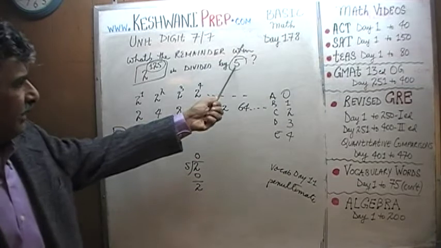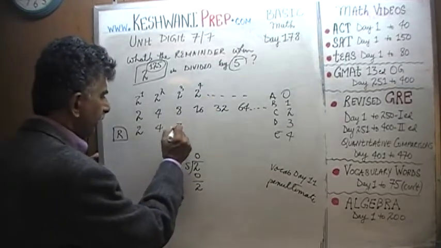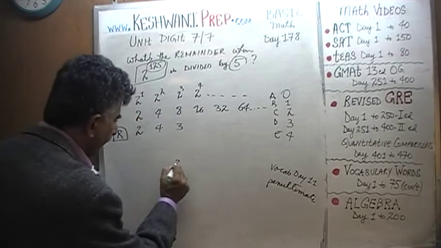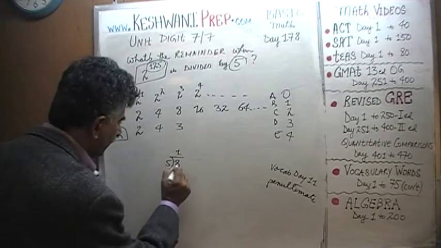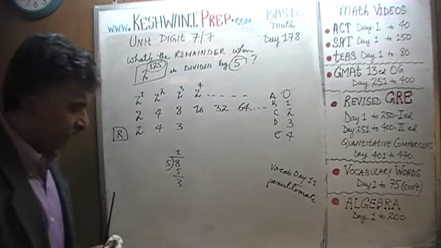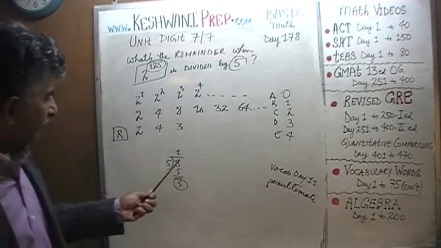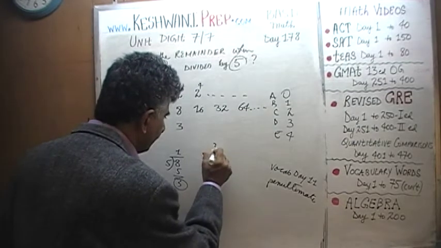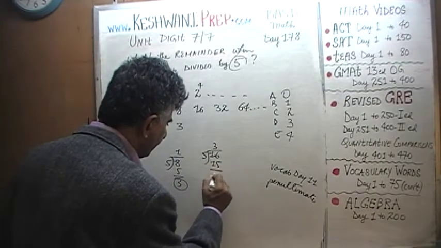When we divide 8 by 5, the remainder is 3. I don't know why I'm pointing out such an obvious thing, but as you can see, the remainder is 3. After 8 comes 16. When we divide 16 by 5, it's going to go 3 times, and the remainder is going to be 1.